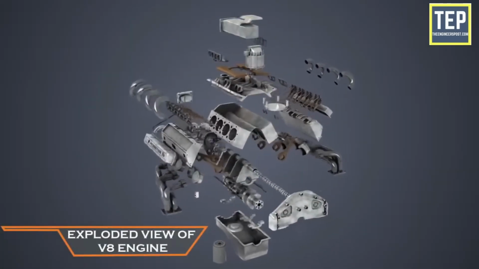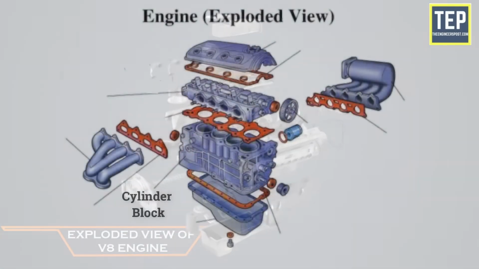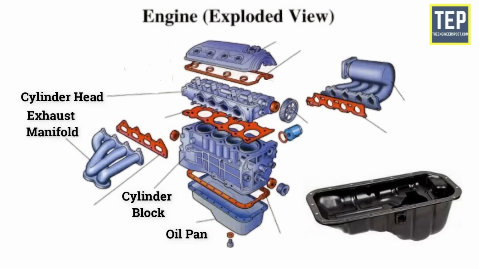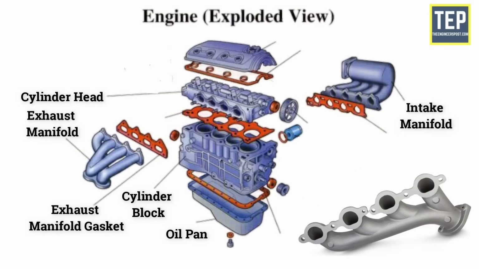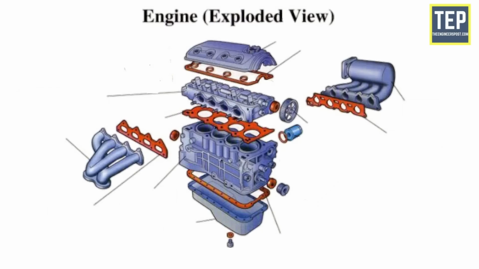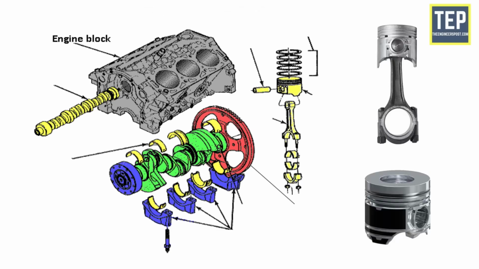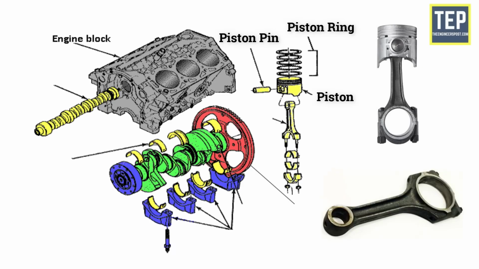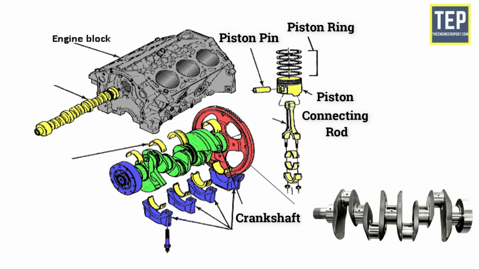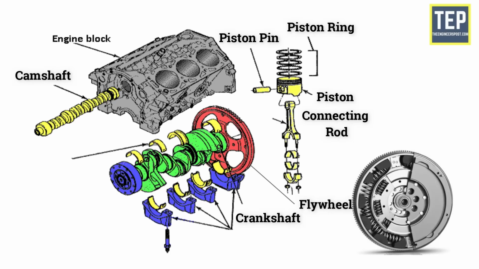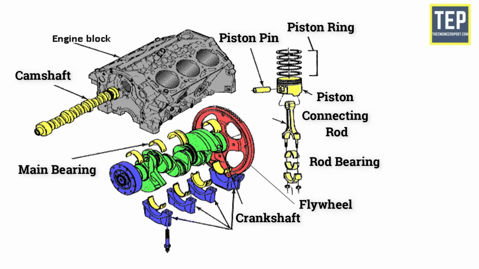The main parts of a car engine are cylinder block, cylinder head, oil pan, manifolds, gasket, and piston, piston ring, piston pin, connecting rod, crankshaft, camshaft, flywheels, rod bearing, main bearings, and bearing caps.